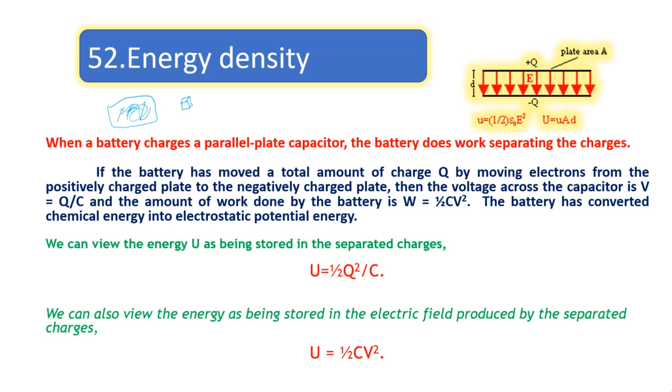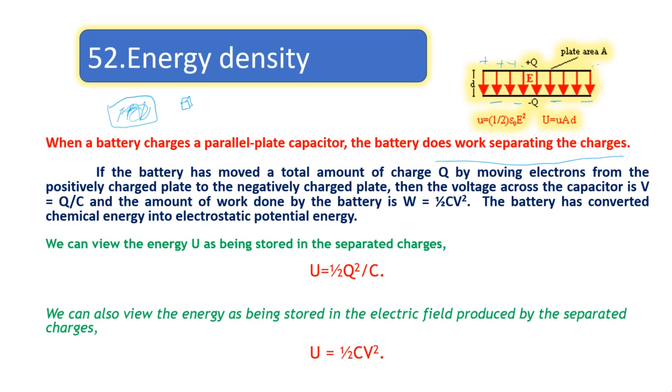When a battery charges a parallel plate capacitor, the battery does work in separating the charges. I have to create charges on the plate, which means I have to separate them. Therefore, work goes in separating the charges. The battery has moved a total amount of charge Q by moving electrons from the positively charged plate to the negatively charged plate.